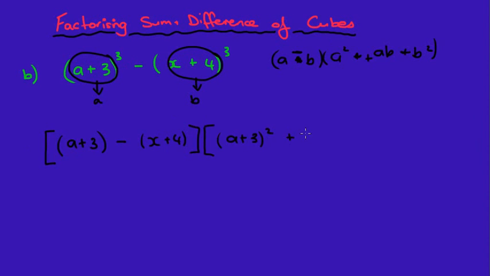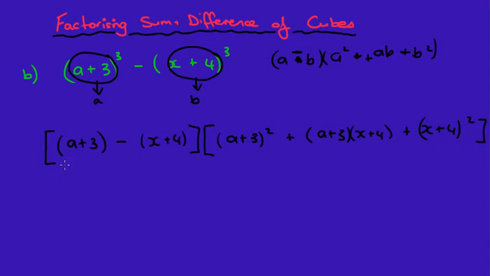Now ab is going to be my a plus 3, that's my a, times the b, which is x plus 4, so it's going to be a quadratic there in itself, and then plus b squared, so it's x plus 4 all squared. Okay, that's a really tough question. Once we've done that, we now need to just expand a few things.